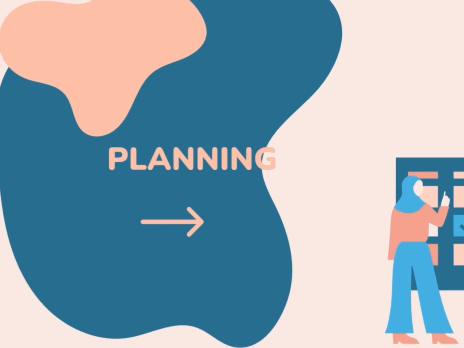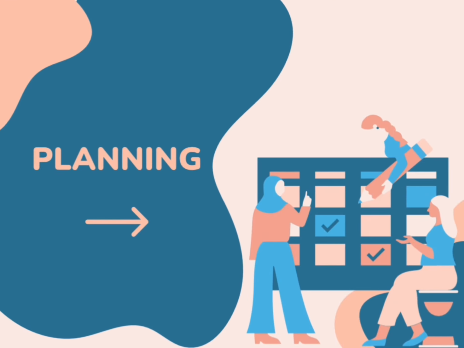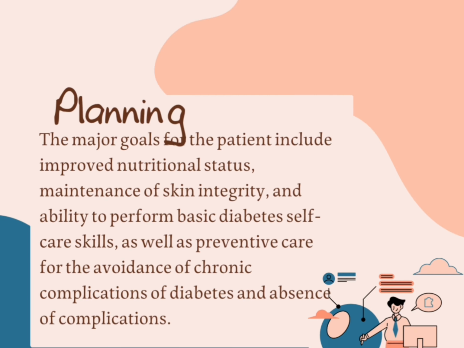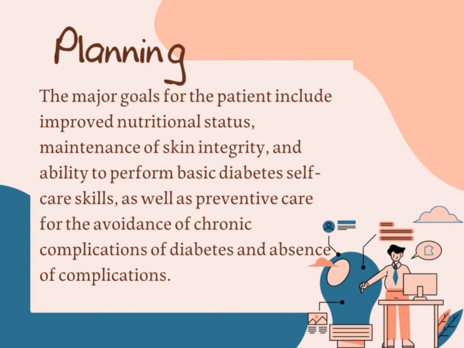Nursing planning for diabetes patient. The major goals for the patient include improved nutritional state, maintenance of skin integrity, and ability to perform basic diabetes self-care skills, as well as preventive care for the avoidance of chronic complications of diabetes مثل الرينوباثي والنيوروباثي والكدني ديزيز.